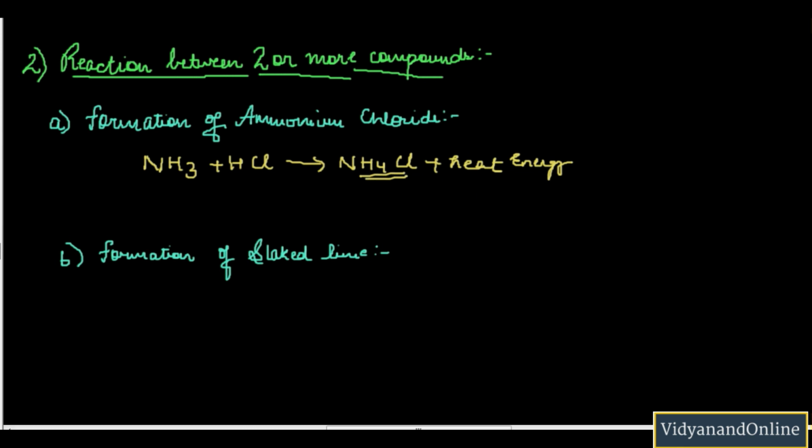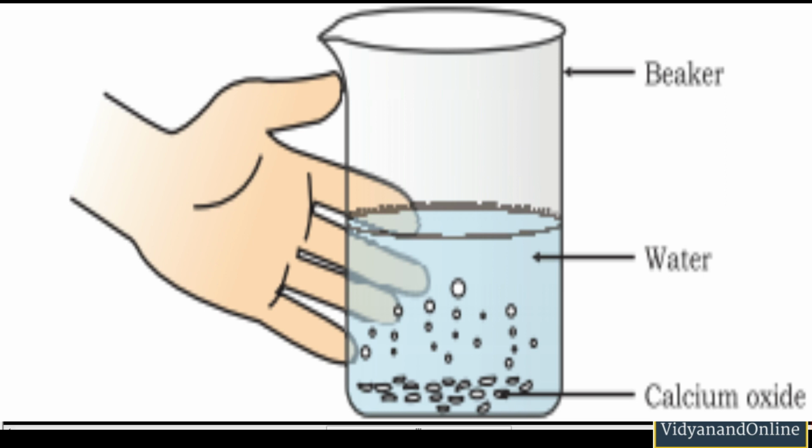Okay. Now the second reaction is formation of slaked lime. So this is one of the most important concepts of this combination reaction. Sometimes the question is asked: how is the combination reaction used in the cement industry? So this is how you are going to write it. You are going to explain about the formation of slaked lime.